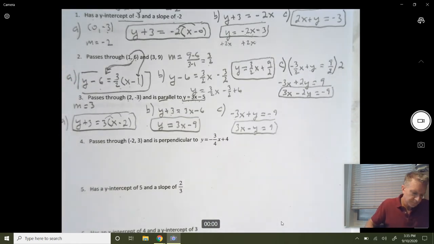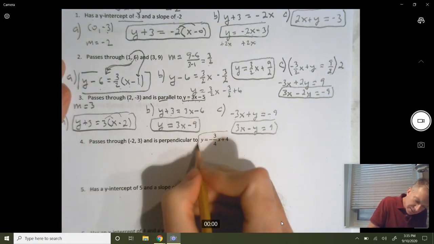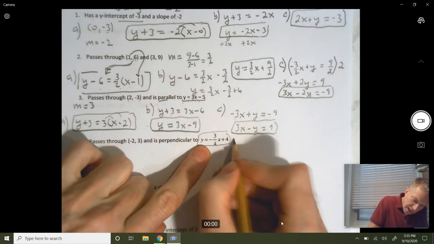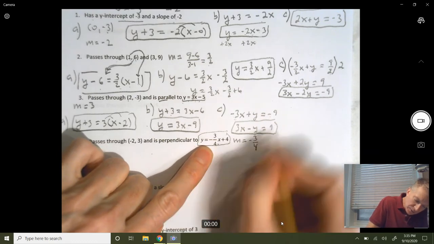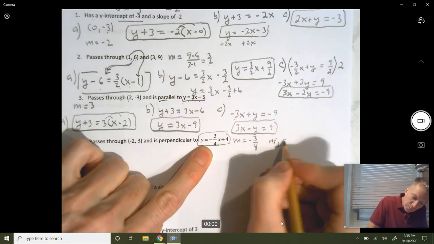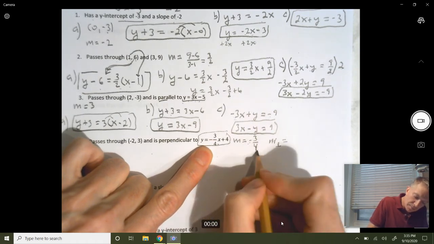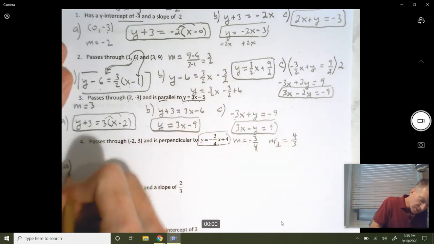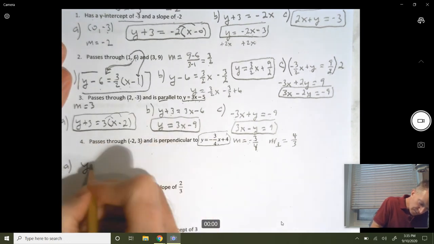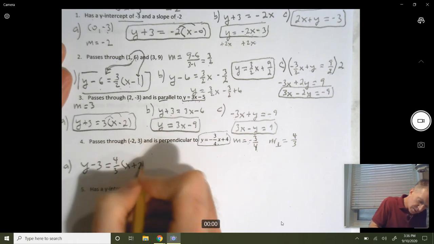Okay. The next one, okay, passes through this point and is perpendicular to this line. So the slope of this line is m equals -3/4. But we want our line to be perpendicular. So the slope of a perpendicular line will be the opposite reciprocal. So we have to make that thing positive and flip. So positive 4/3. Okay, so part A, point slope form is going to be y minus 3 equals your slope, 4/3 times x plus 2.